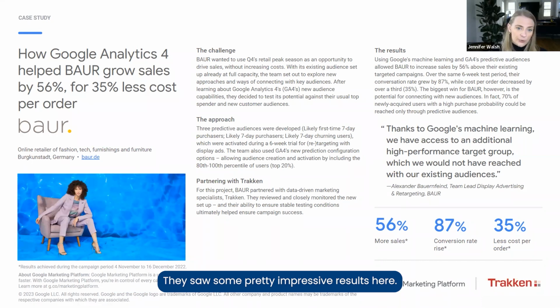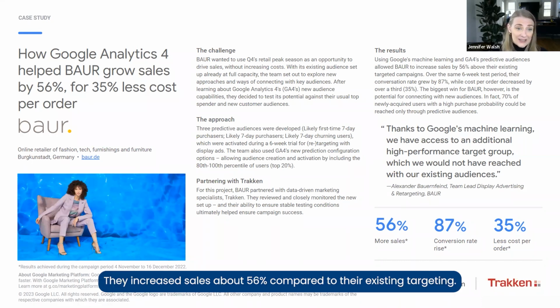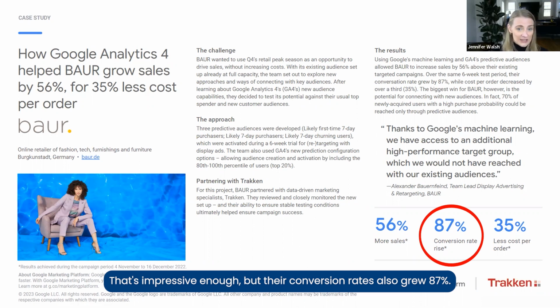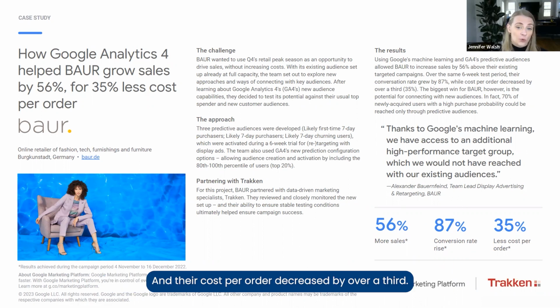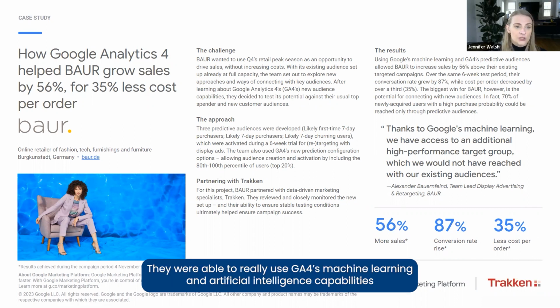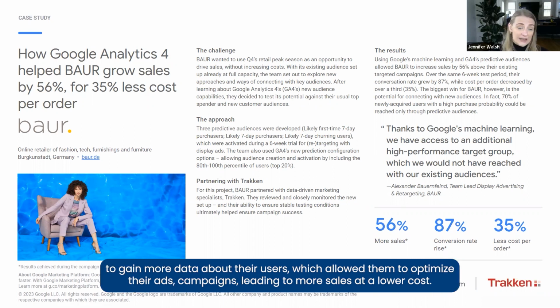They saw some pretty impressive results here. They increased sales about 56% compared to their existing targeting. That's impressive enough, but their conversion rates also grew 87%, and their cost per order decreased by over a third. They were able to really use GA4's machine learning and artificial intelligence capabilities to gain more data about their users, which allowed them to optimize their ads campaigns, leading to more sales at a lower cost.